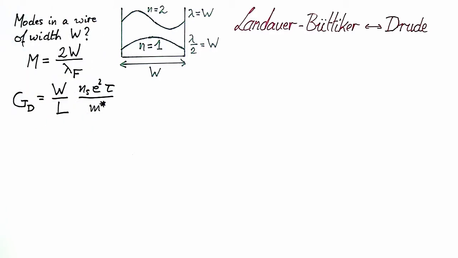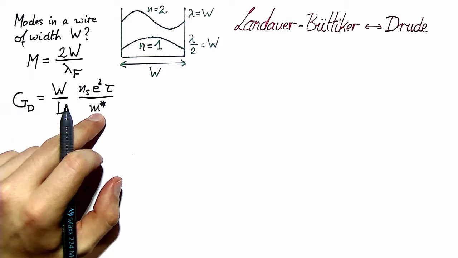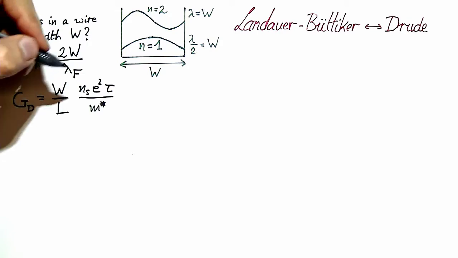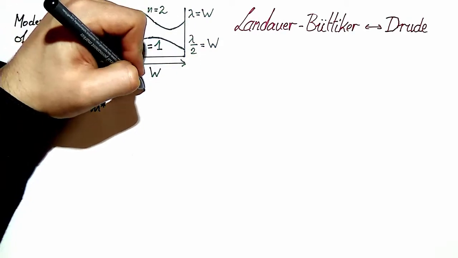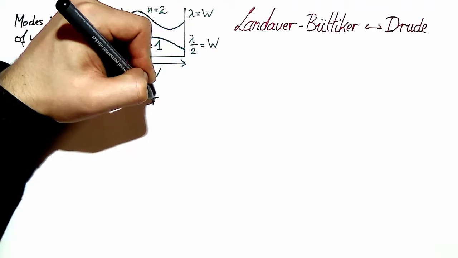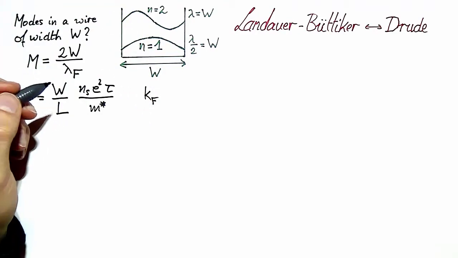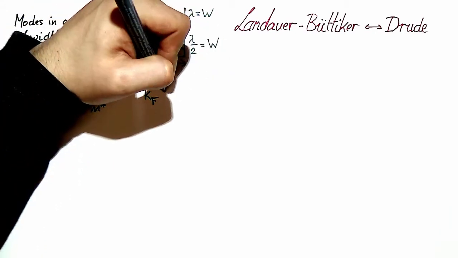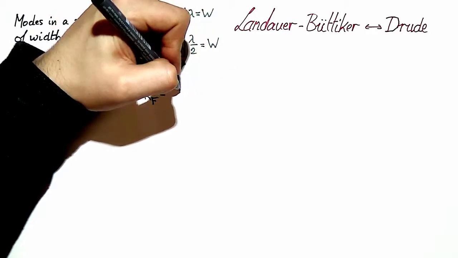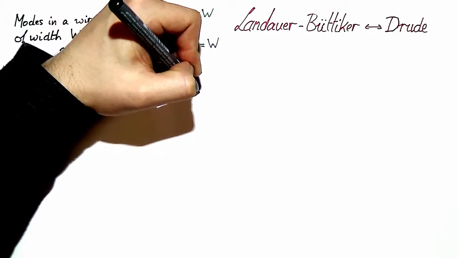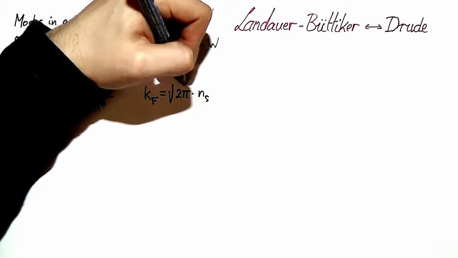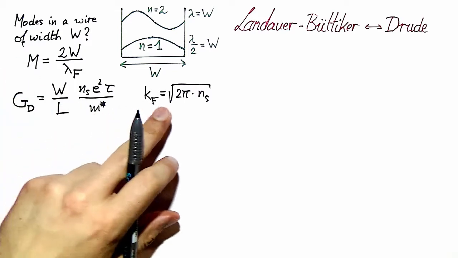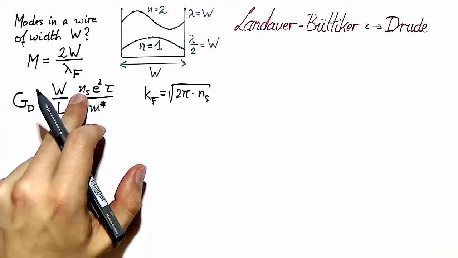And at this point, in order to transform this expression so that the number of modes appears, we can use two relations. So first, that the Fermi wave vector, which is 2 pi over the Fermi wavelength, is given in a spin degenerate 2D system by the square root of 2 pi times the sheet density. So we will have a kF squared appearing here.